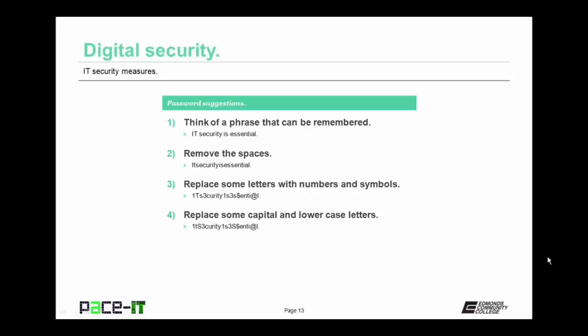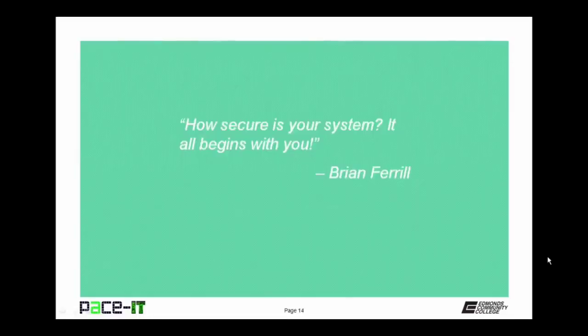Then you replace some of the letters with numbers and symbols. And then you can replace some capital and lowercase letters with the opposite. And you end up with a really secure password that is easier to remember than random letters and numbers. So how secure is your system? It all begins with you.